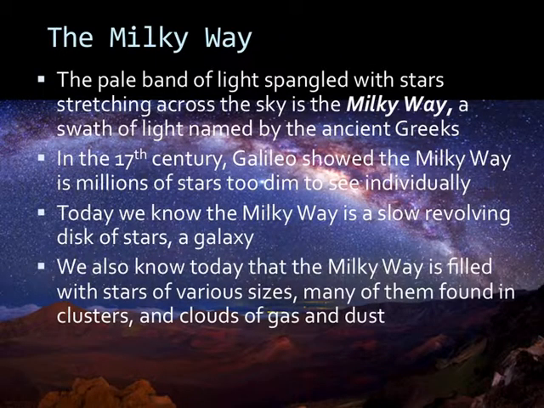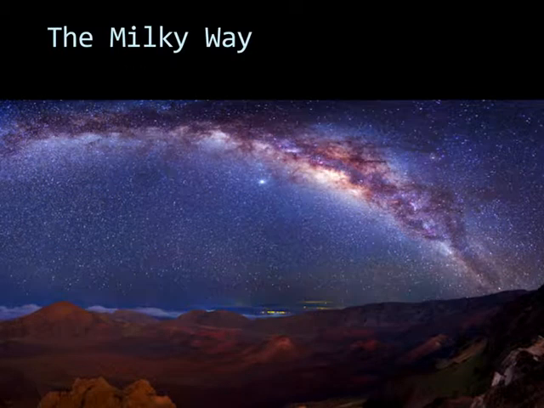So the pale band of light, spangled with stars stretching across the sky, is the Milky Way, a swath of light named by the ancient Greeks. In the 17th century, Galileo showed the Milky Way is actually millions of stars too dim to see individually. Today, we know the Milky Way is a slowly revolving disk of stars, a galaxy. We also know today that the Milky Way is filled with stars of various sizes, many of them found in clusters and clouds of gas and dust.